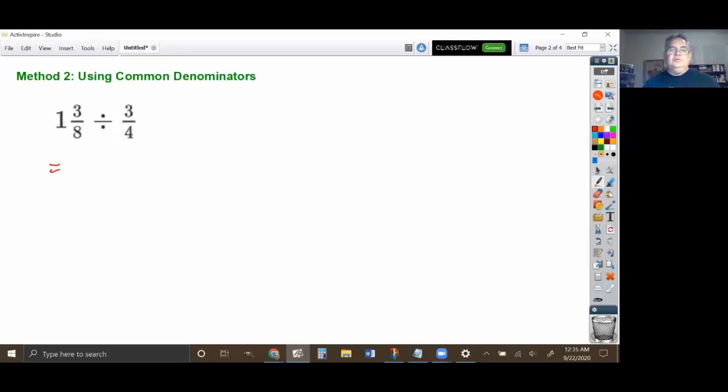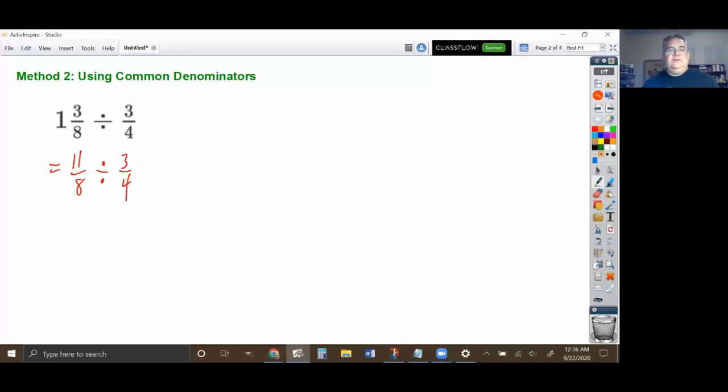So 8 times 1 plus 3, that would give us 11/8 divided by 3/4. So I need to take 11/8 and divide them by 3/4. Well, from there, what I'm going to do is try and come up with a common denominator for the 8 and the 4. And we usually only get common denominators for adding and subtracting, but it turns out with division, it's going to make something very easy. So a common multiple of 8 and 4 would be 8.